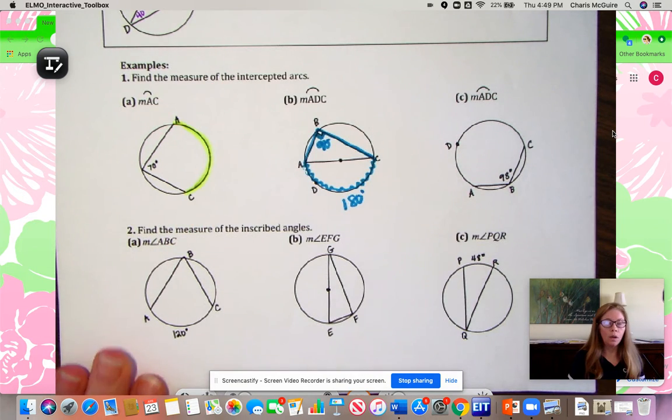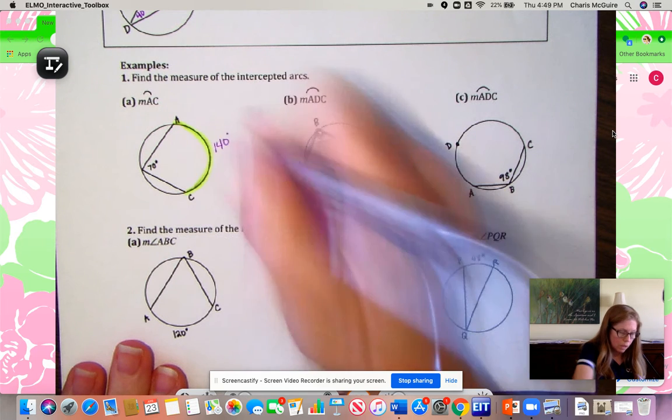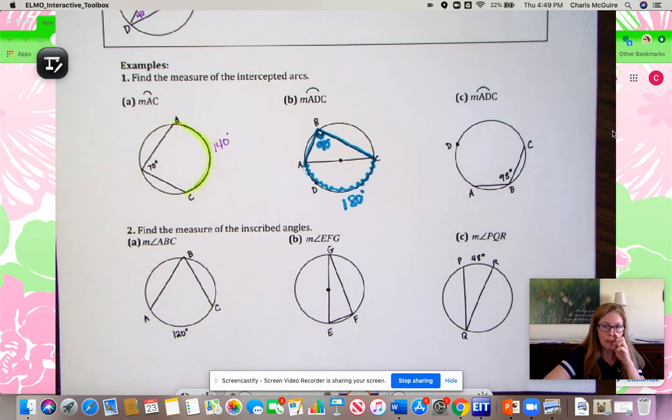So how big, according to our theorem, would AC have to be? Well, double in size. So this would make AC 140 degrees, 70 times 2.